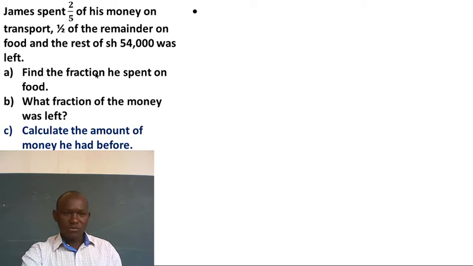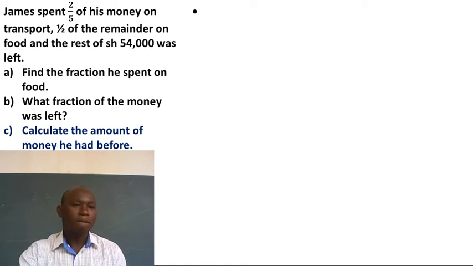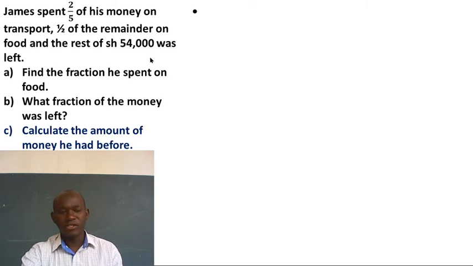Now we want to find out the amount of money this person had before. How much money did this person have before spending? So, looking at the rest of the money which was left, here we have 54,000 shillings left. The 54,000 shillings is meant to match with the fraction of the money which was left. You don't just bring any other fraction.